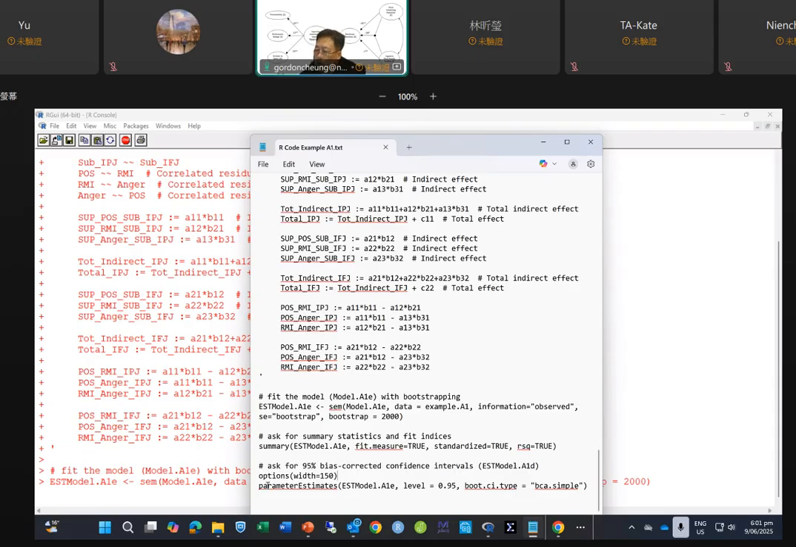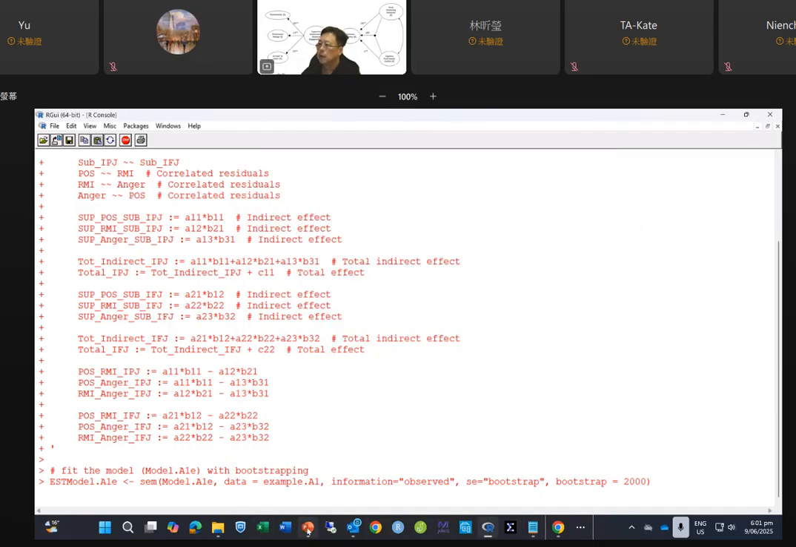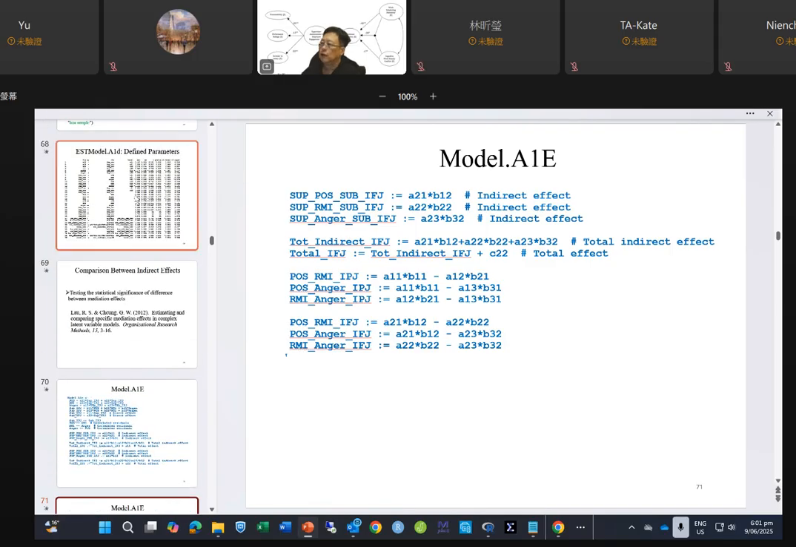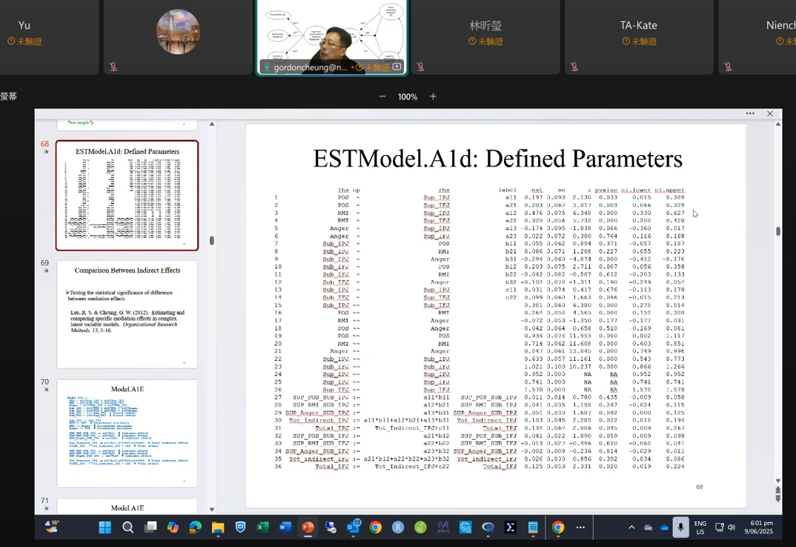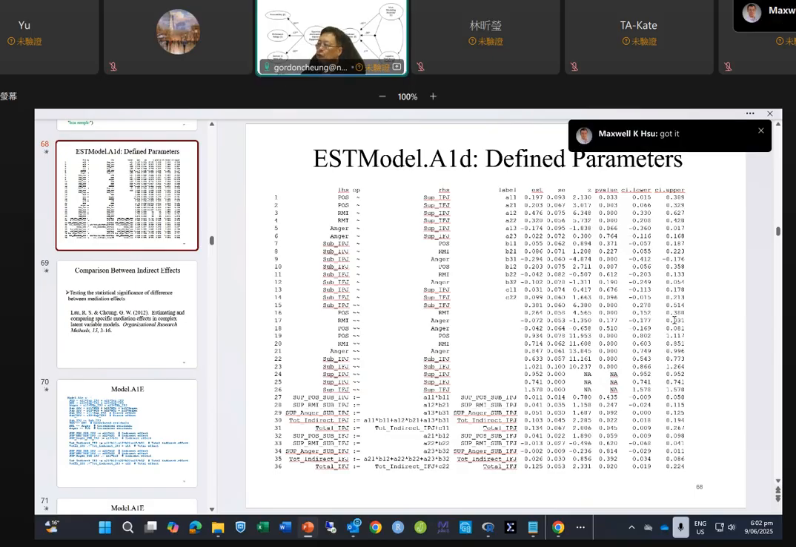Okay, Maxwell asked the question, what is options with width equals to 150? Do you notice that for the output for the bootstrap confidence interval, each line has more information? So I want the width to be 150 instead of the typical 80. So I can print it smaller. Each line should have 150 characters so that I can have the confidence interval on one line. Typically, I will do that when I have bootstrapping.